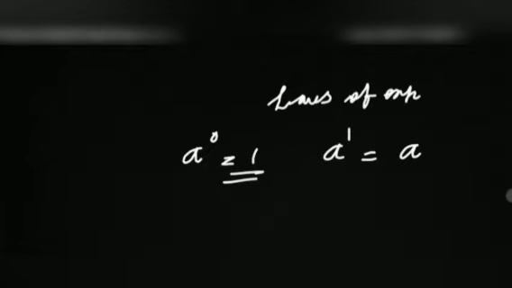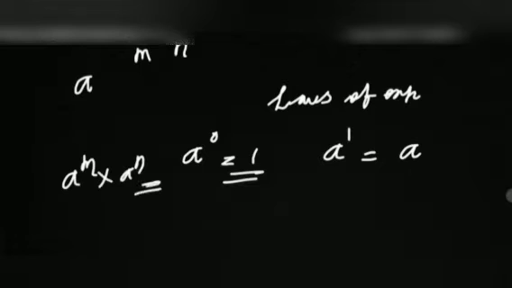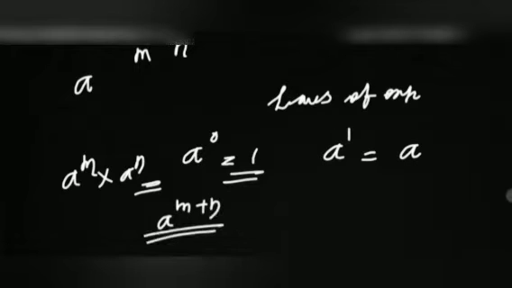If a is an integer and m and n are whole numbers, then a raised to m into a raised to n is equal to, who can say? a raised to m into a raised to n is equal to? Yes, a raised to m plus n. This is the third law, isn't it?